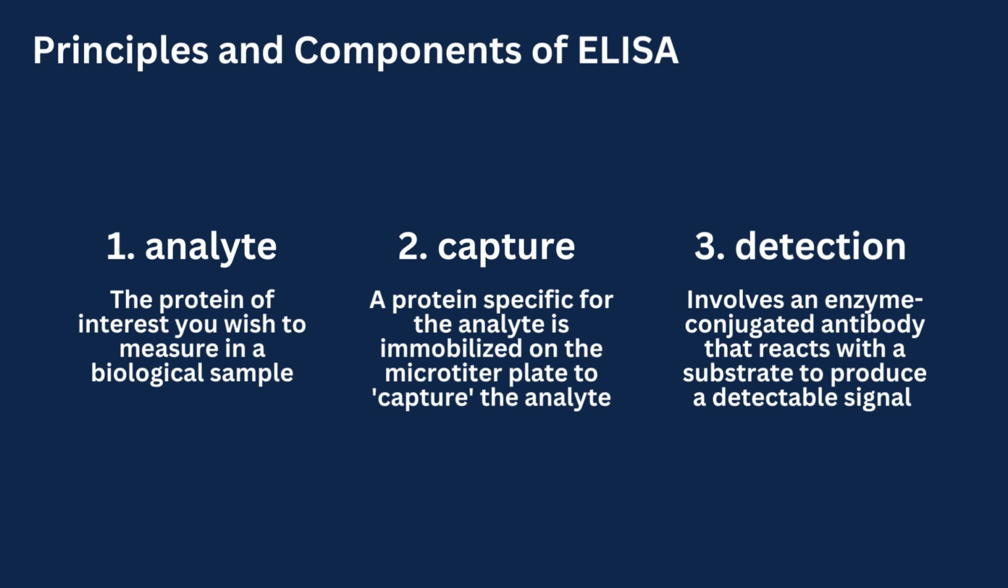Arguably, the most important part of ELISA is detection. This is done using an enzyme-conjugated antibody that produces a detectable signal upon reaction with a substrate. The conjugated enzyme is most commonly horseradish peroxidase or alkaline phosphatase. However, this may change depending on the biological sample being tested.